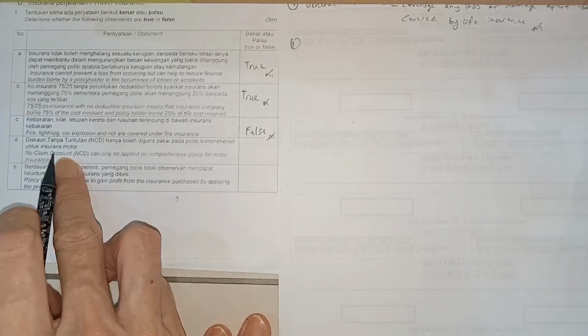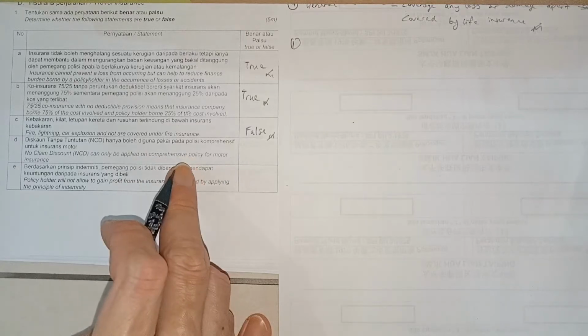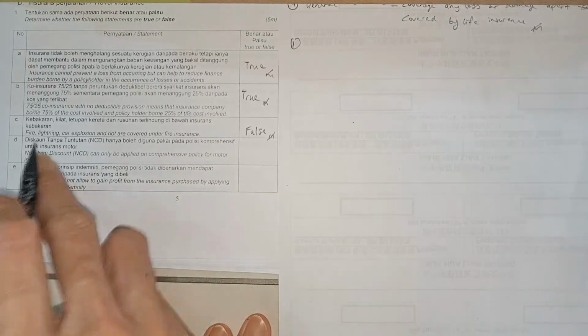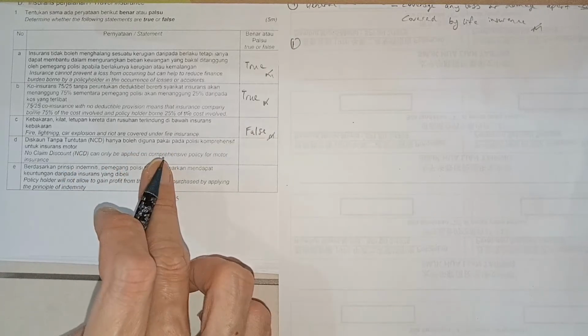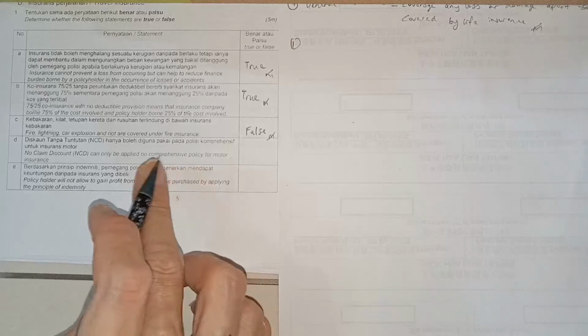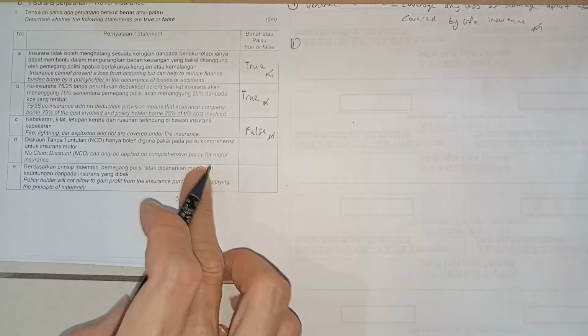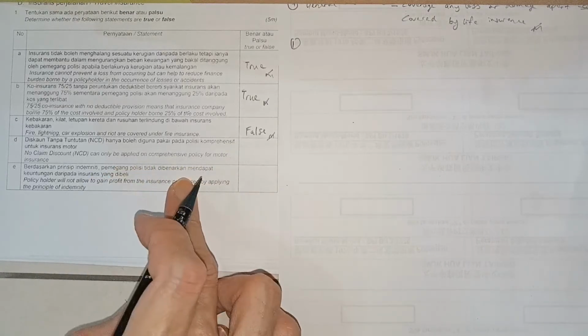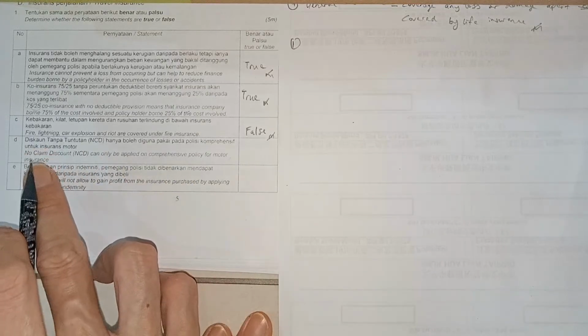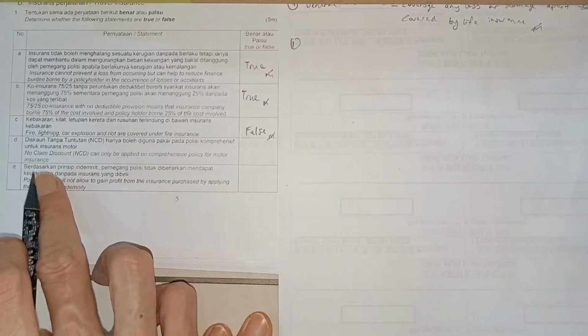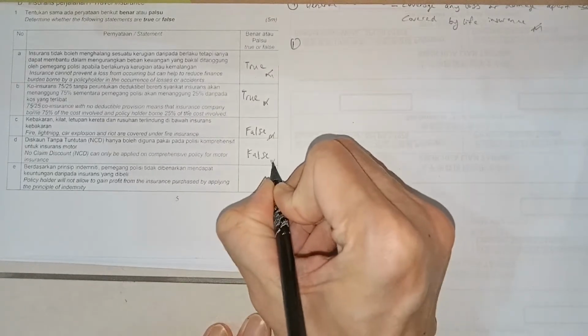Okay, D, no claim discount can only be applied on comprehensive policy for motor insurance. Okay, no claim discount we can also apply for the fire theft and third party fire theft policy, or third party policy also can. Because the insurance company encourages you not to have accidents, so that you can get the no claim discount. Okay, so it's false.